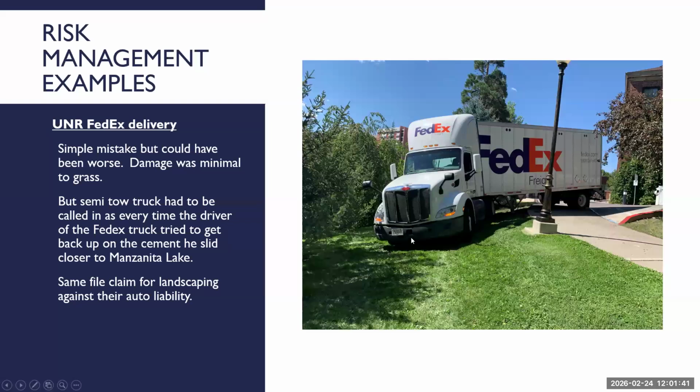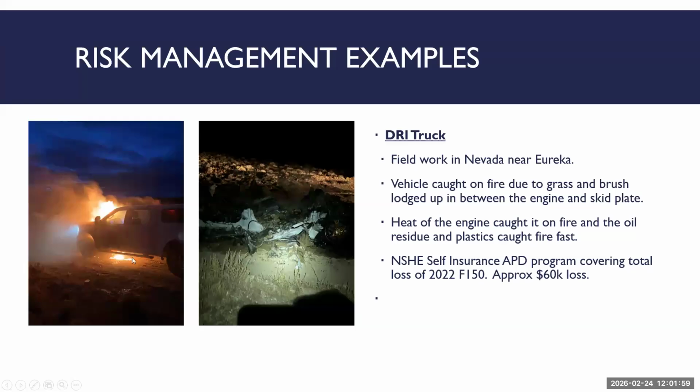Another one was a lovely FedEx truck. I think it was trying to do too much of a turn and it kept sliding down. And so it was going towards our Manzanita Lake here. But it was also causing damage to the grass, and it could cause damage to anybody that was walking nearby. So again, never know what can happen just even with simple deliveries. And then another one was a DRI truck that caught on fire due to the grass and brush that lodged up between the engine and the skid plate. So lots of damage there. So that's why it's important that we make sure we have insurance.